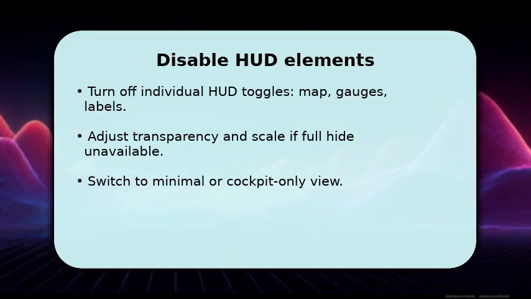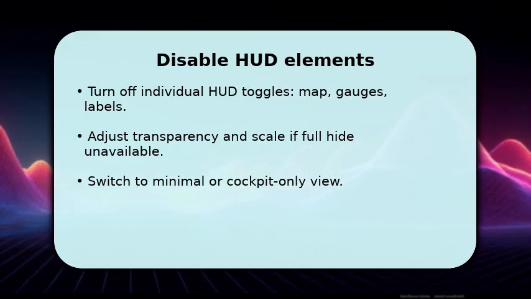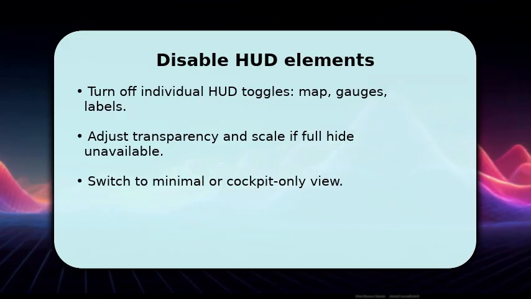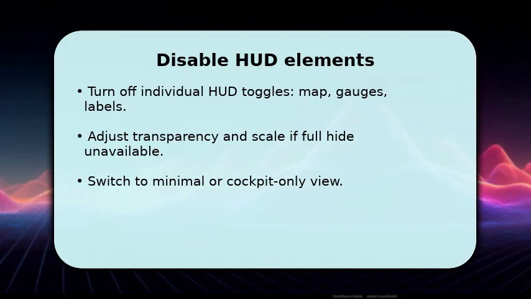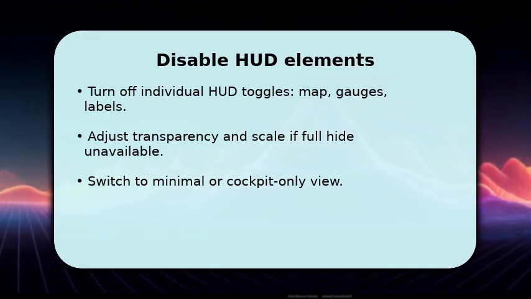If a full hide option is missing, reduce transparency and scale to effectively remove clutter. Make sure to switch camera to cockpit or external minimal view when available. Once done, confirm controls still respond. This avoids breaking your HUD-dependent inputs.